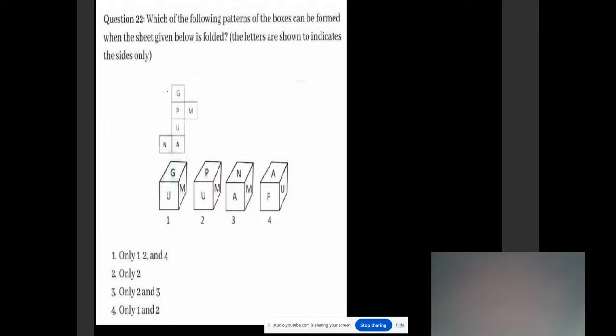G and U are opposite. On opposite of G, we have U. On opposite of P, you have A. On opposite of M, you should have N. So that is the order we should follow. 2 and 3, okay.